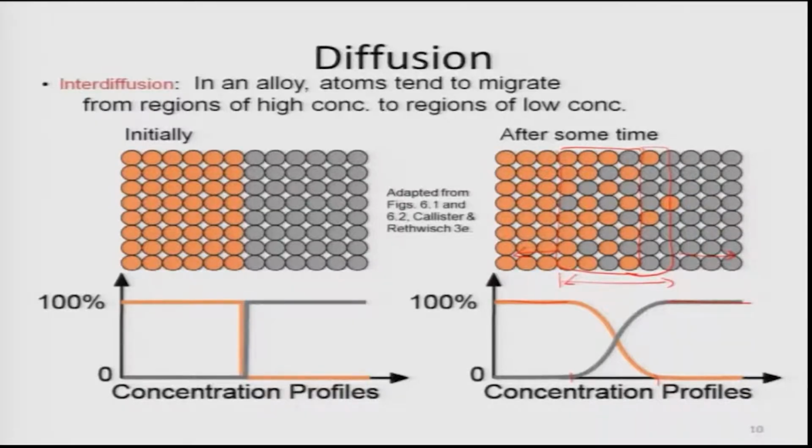So in an alloy, I would say atoms tend to migrate from regions of high concentration to low concentration. But it does not matter whether it is high or low; the construction which I have drawn in the last class tells you it is happening down the chemical potential gradient.